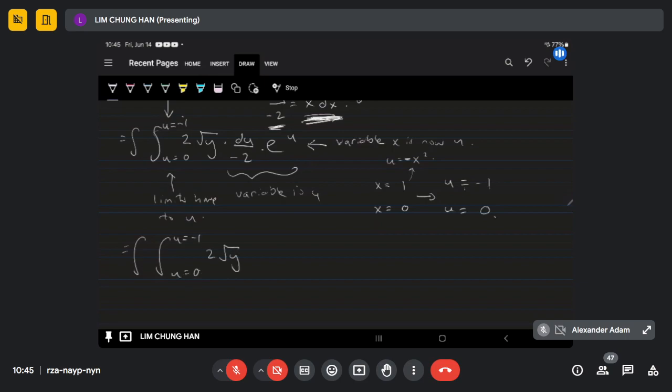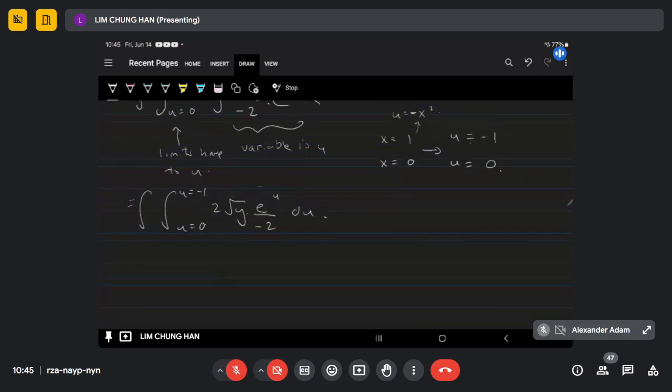So 2 square root y, so it's e^u. I'm just rearranging. Nothing funny going on. Negative 2 du. Now you differentiate this with respect to... no, not differentiate. Integrate this with respect to u, and then you substitute your u limits in. Integrate. What do you get? Actually, that negative half I can take out already. So I put it here.